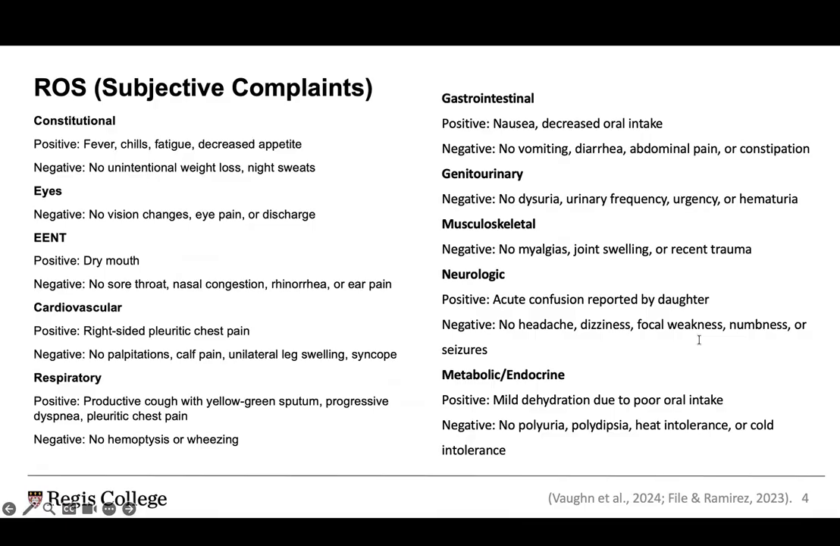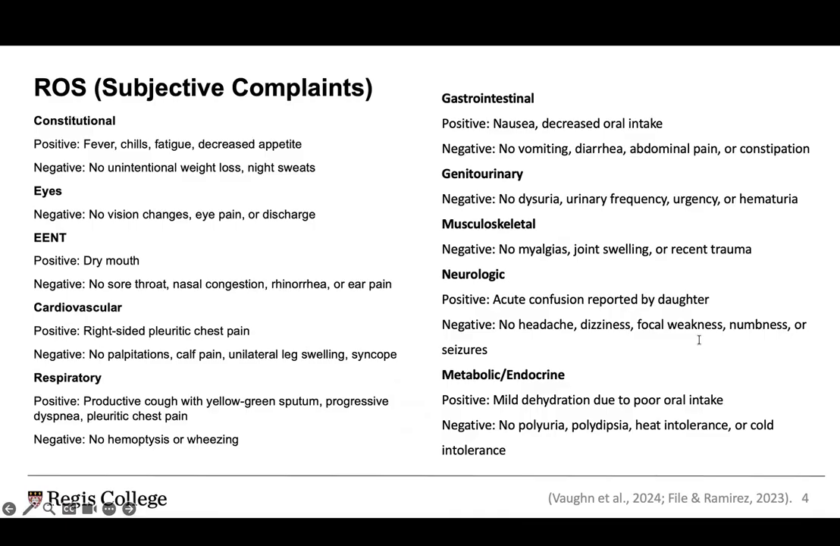Constitutionally, she endorsed subjective fevers, chills, fatigue, decreased appetite, and generalized weakness over the past 5 days. She denied night sweats or recent weight loss, making chronic infection or a malignant process less likely. Her head, ears, eyes, nose, and throat review was largely unremarkable; she denied sore throat, nasal congestion, rhinorrhea, ear pain, or sinus pressure. Aside from dry mouth, which was likely related to her decreased oral intake, there were few upper respiratory symptoms. This suggested that her illness was primarily involving the lower respiratory tract.